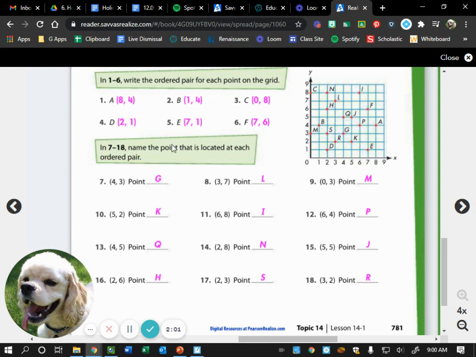Then we had numbers 7 through 9. So 7 through 9 was the opposite. Oh, and 17. You were given the coordinates, and you had to write the name of the point. So 7 said 4, 3. So if we go to 4, remember that 4 is on the x-axis, and the 3 is the y-axis, 1, 2, 3, we have G.